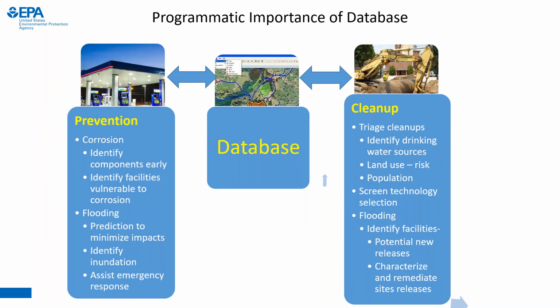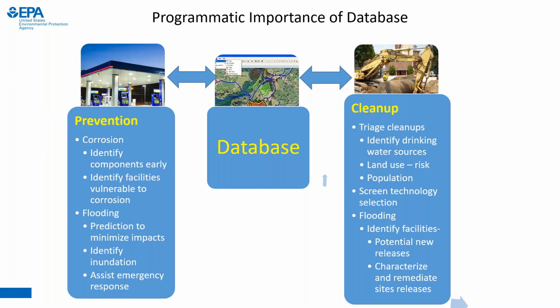So in summary, looking programmatically at the database and what this means for us now and into the future with our partners here on this call. From a prevention side, corrosion is a key aspect of this database. It will help us identify what components in the tank system we have, and which facilities may be vulnerable to corrosion.